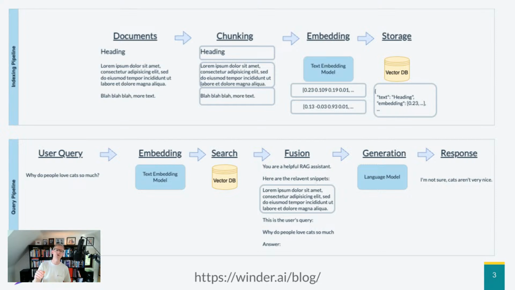So that is known as the indexing pipeline. It's going from raw documents through to storage of that vector in a database.